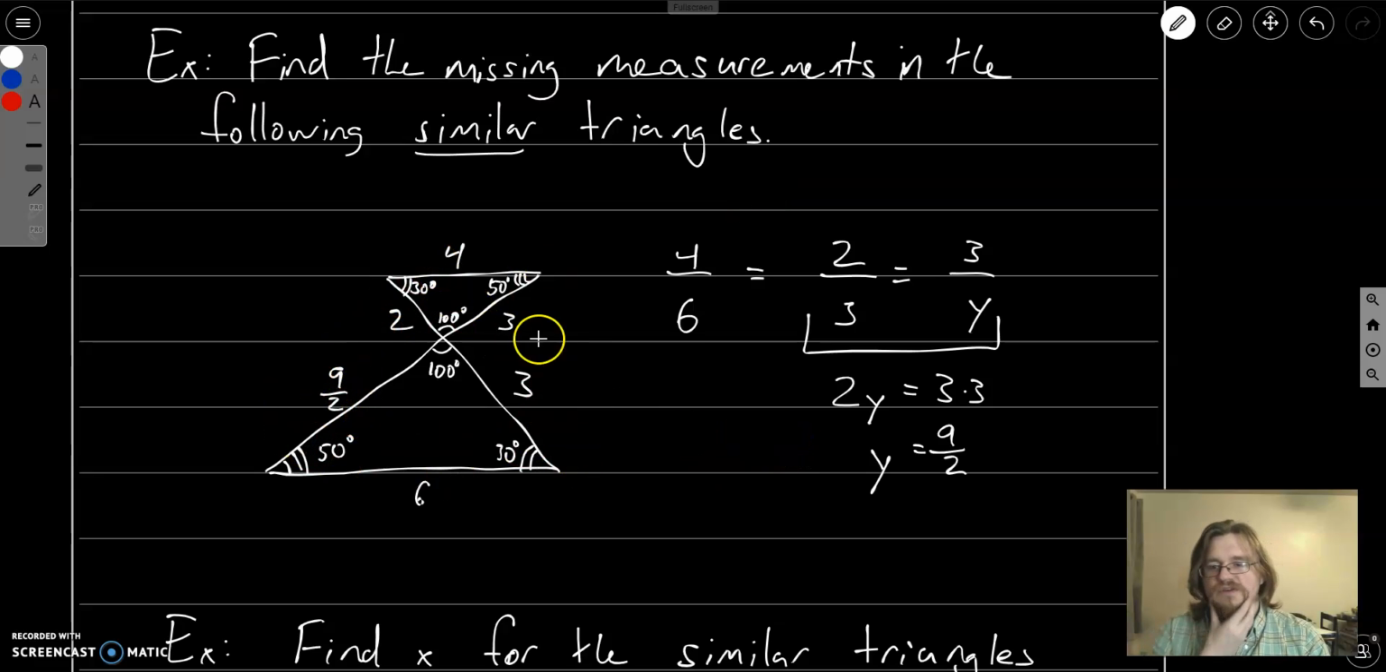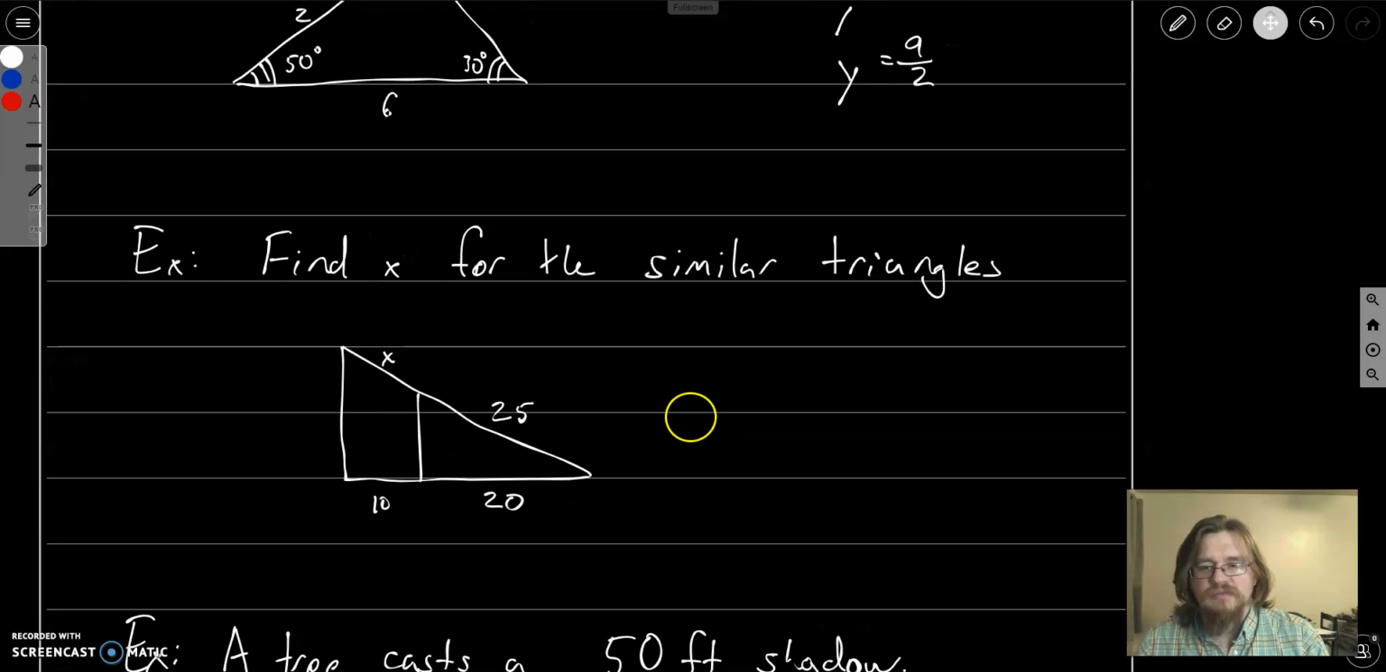So these are similar triangles. When we look at the angles, they are all the same. We've got 100, 30, and 50. And then the side lengths, the small side lengths are all going to be 2/3 of the big one. So 4 is 2/3 of 6, 2 is 2/3 of 3, and 3 is 2/3 of 9 halves. So this is all using ratios and proportions.